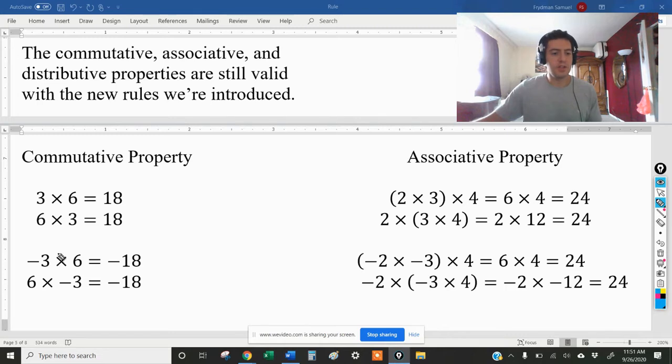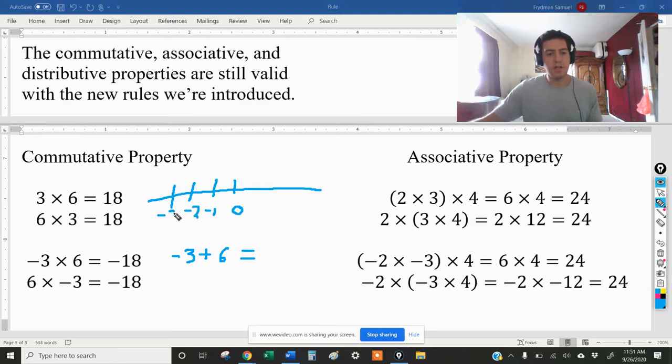What if I had changed this, instead of a multiplication symbol here, what if I had written an addition symbol? So let's see. -3 plus 6. What does that mean? Let's draw a little number line here. Yeah, that number line doesn't look very good, but that's all right. So what does that mean? That means that I start at -3, and then I go to the right 6 spaces, because when I add a positive, I move to the right. Okay, so let's count. 1, 2, 3, 4, 5, 6.